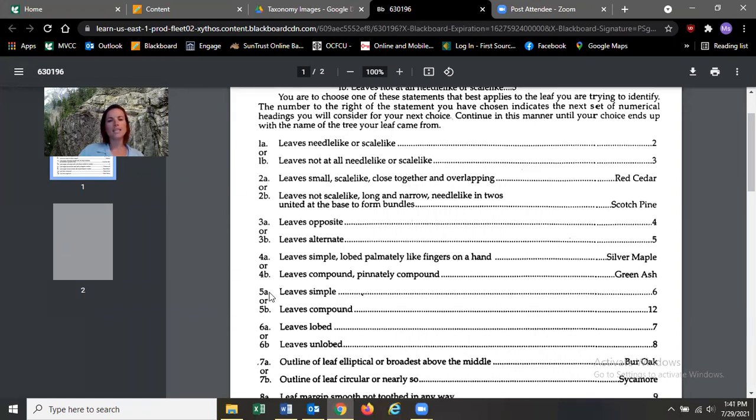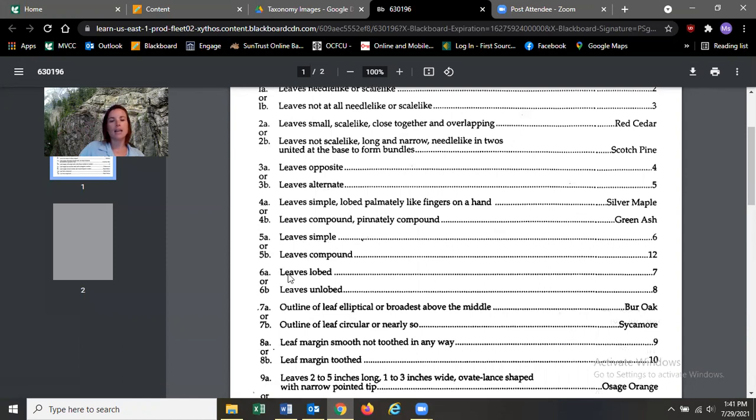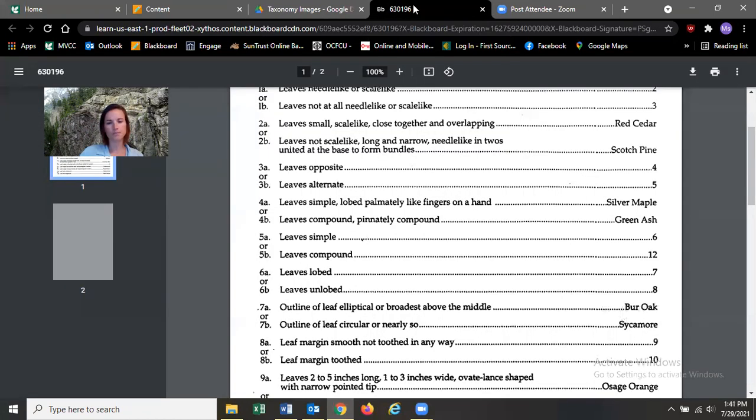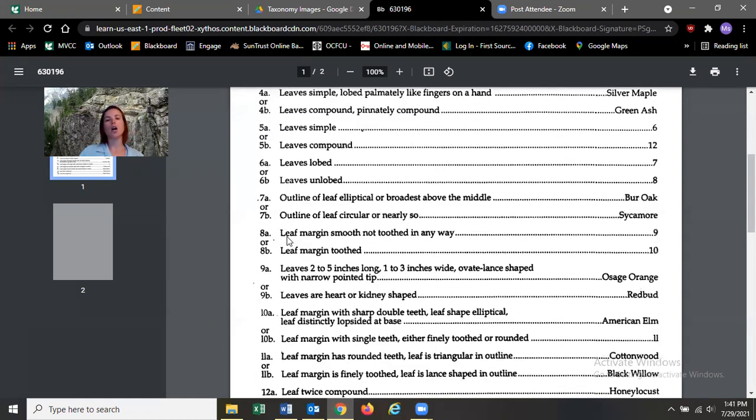Okay, we said, let's look, 5A, 5B. Leaves are simple versus leaves are compound. Well, we had one leaf, it didn't branch. We are simple. We go to 6, all right, 6. It's like a puzzle, it's kind of fun, okay. 6A, leaves are lobed. 6B, leaves are unlobed. You remember, was ours lobed or unlobed? Unlobed, okay. So we go to 8. We go down to 8. Our leaf margin is smooth. Not us. Our leaf margin is toothed. Cool. I go to 10.